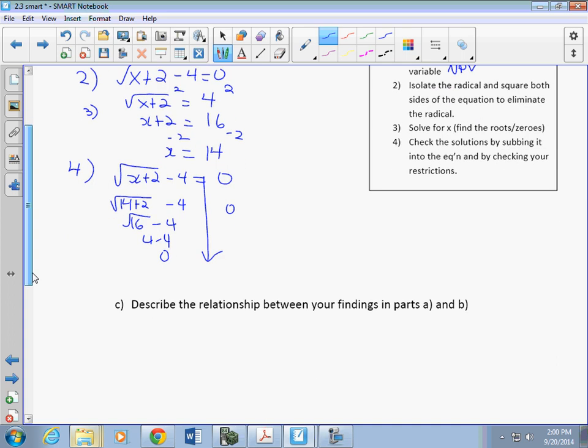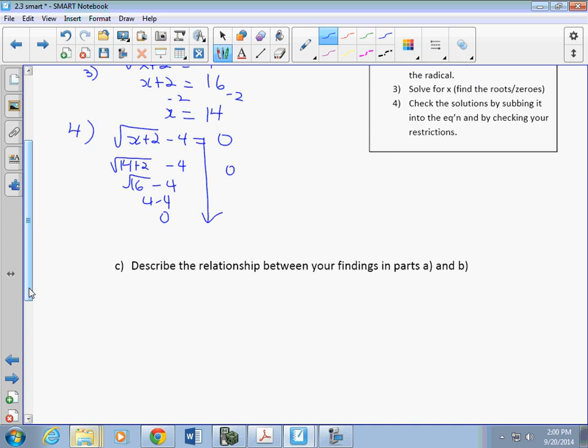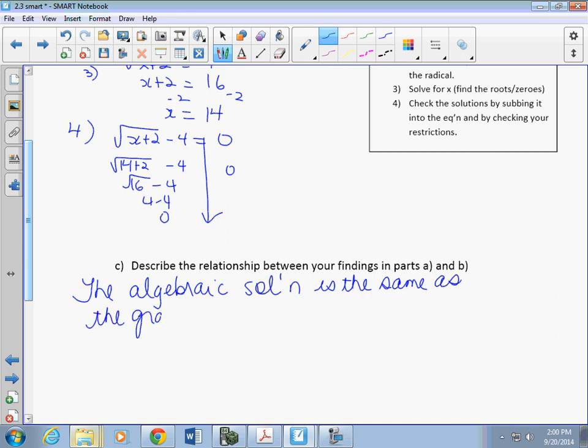So C says, describe the relationship between your findings in part A and part B. So our solution to this algebraic method is the same as the x-intercept when we drew it on the graph. So the algebraic solution is the same as the graphical solution.